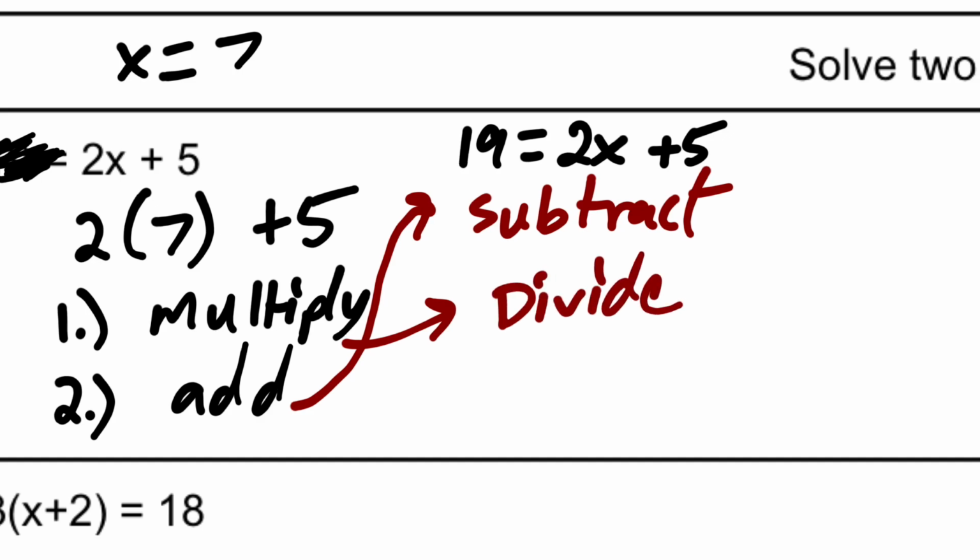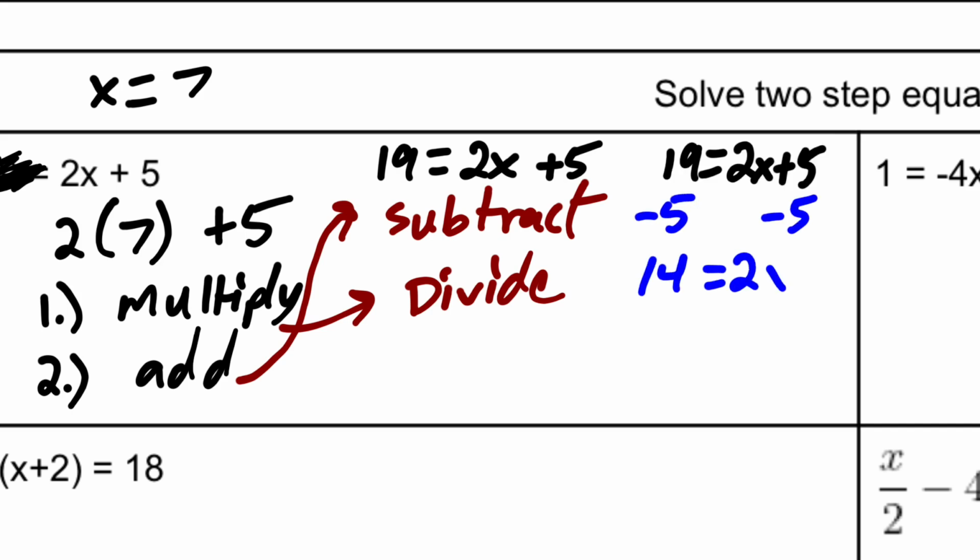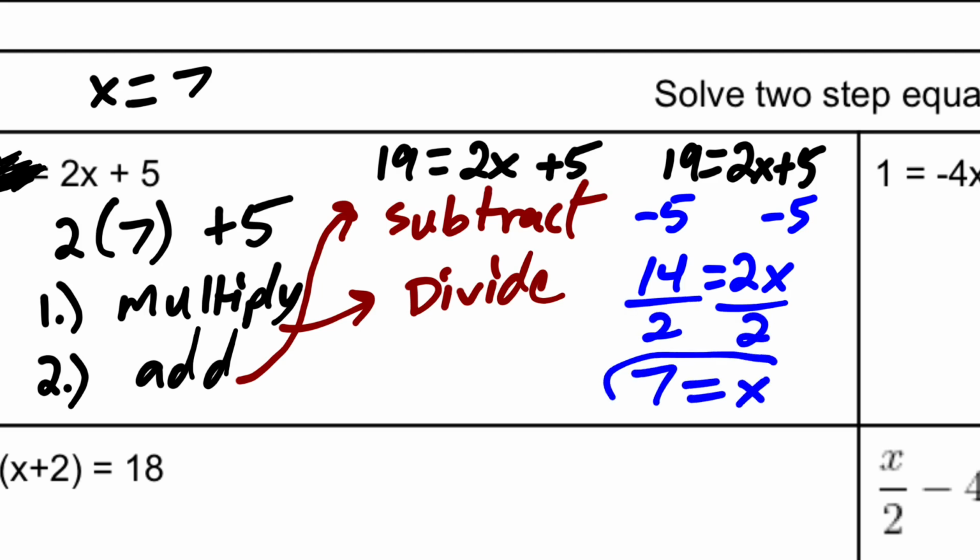And that's the order of operations in reverse. So for this particular problem, we can minus 5 from both sides and get 14 is equal to 2x, then divide by 2 from both sides and get 7 is equal to x. And that's the number that makes this equation true.